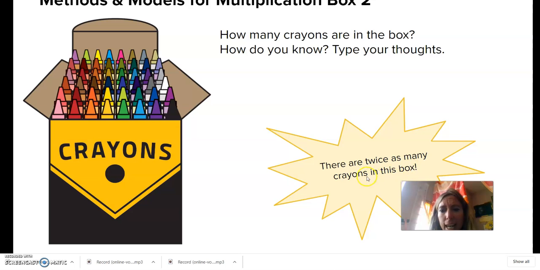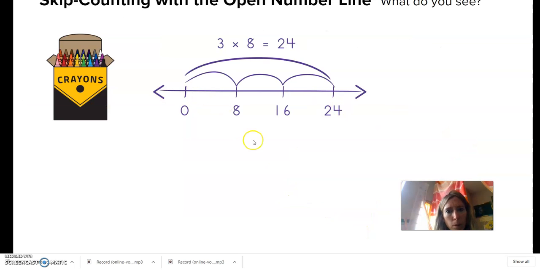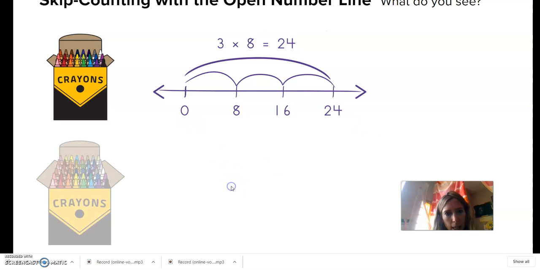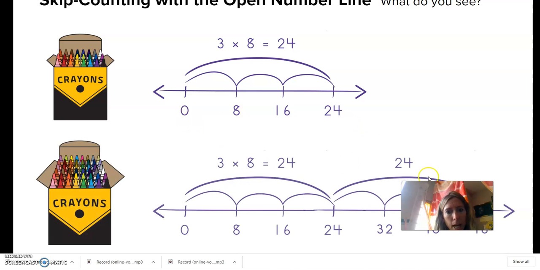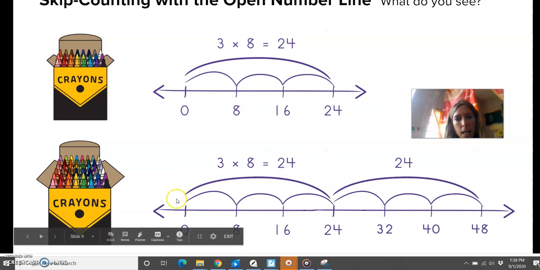There are twice as many crayons in this box. Did you notice that? If you didn't, now you will. So we have our first box right here, a 3 by 8. But then look at that. We have another 3 by 8 in the back. So what would happen to the number line? Well, there's our first crayon box. And now the second crayon box, our number line on what we did to it has doubled. 2 of it is now happening.